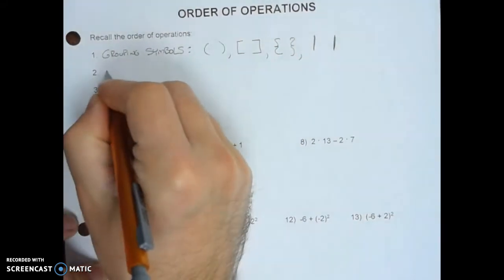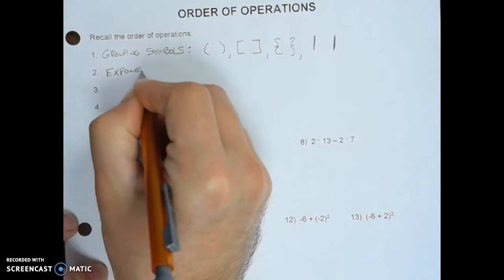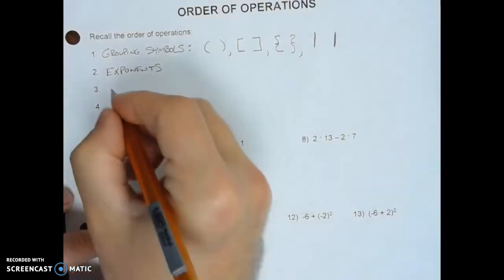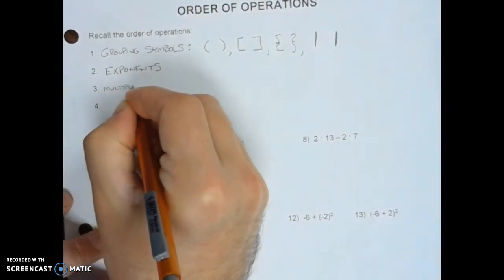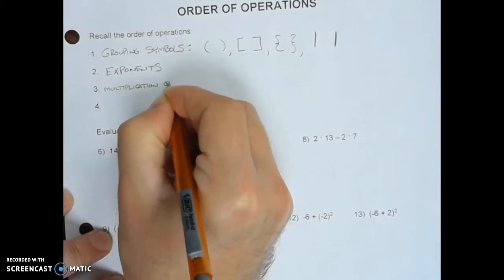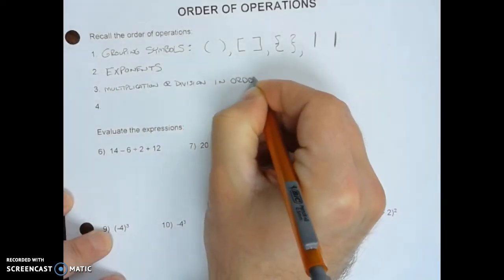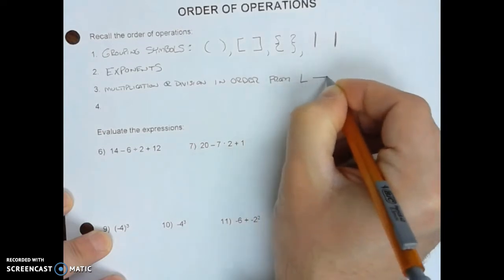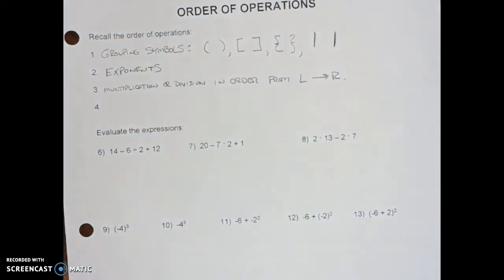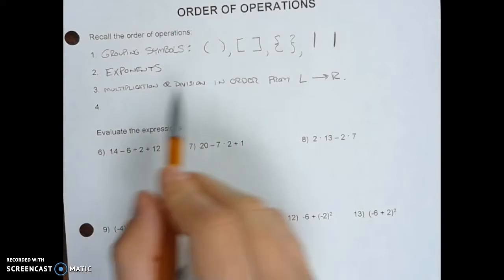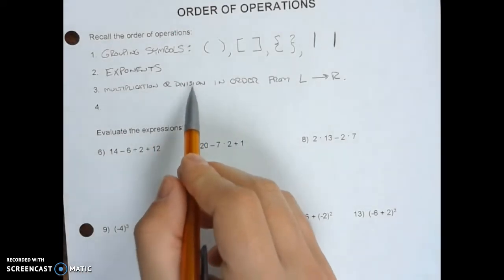After you take care of your grouping symbols, look for any exponents that you need to evaluate. Next, we look for multiplication or division in order from left to right. We read an equation just like we read a sentence in a book, from left to right. So if the multiplication is first, do the multiplication, but if the division comes first, do the division first.